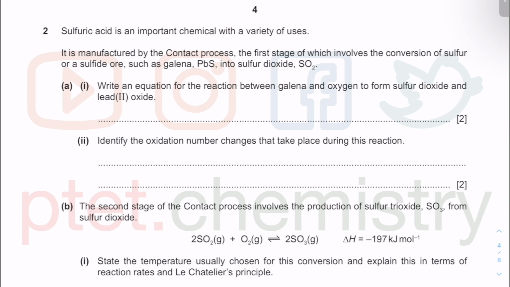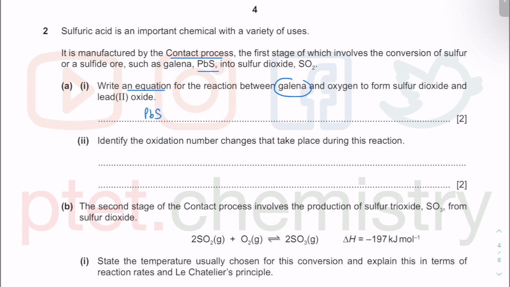Question number 2, we have sulfuric acid. So we know that it's manufactured by the contact process, and one of the very important reactions involving at least one of the steps is actually reversible, and that happens to be a very popular equilibria question as part of physical chemistry. Anyway, what do they want us to do here? They want us to write an equation for the reaction between galena. So galena is actually PbS according to this question.